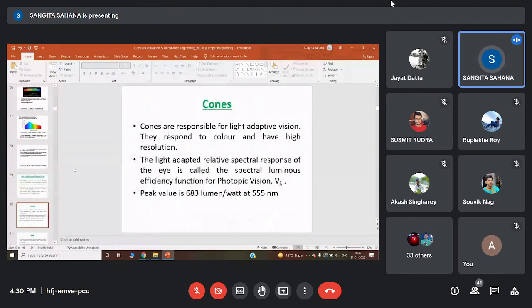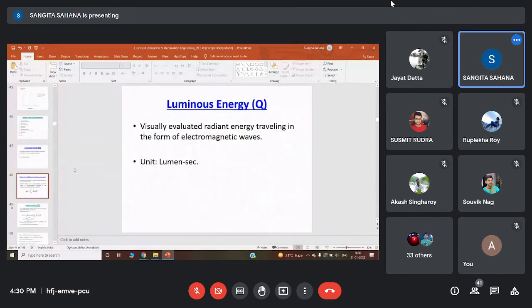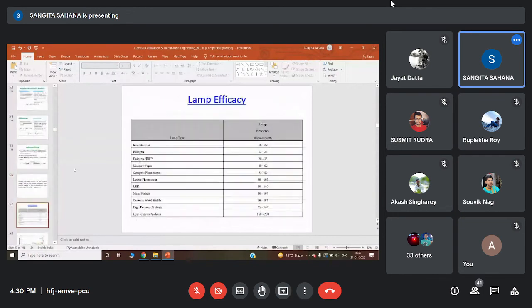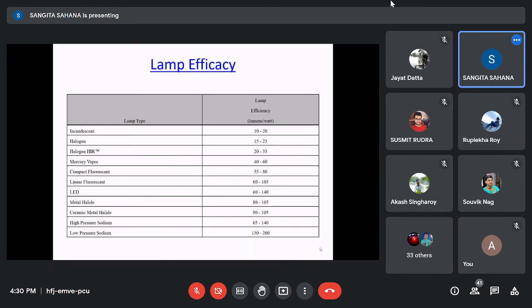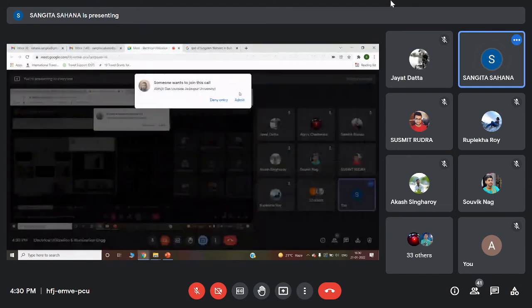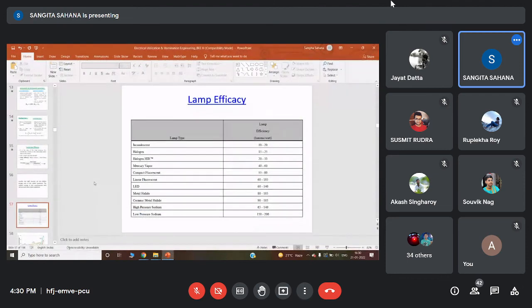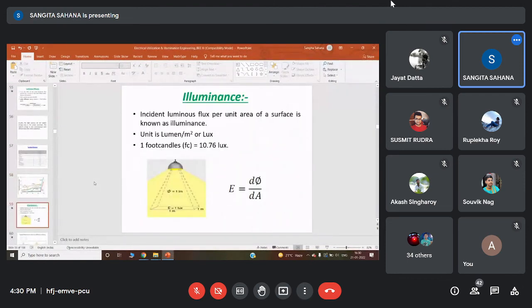So from this table, you can understand that here the maximum amount of radiation is in the visible range, here the minimum amount is in the visible range. For all the others, it's in between. Next is illuminance.